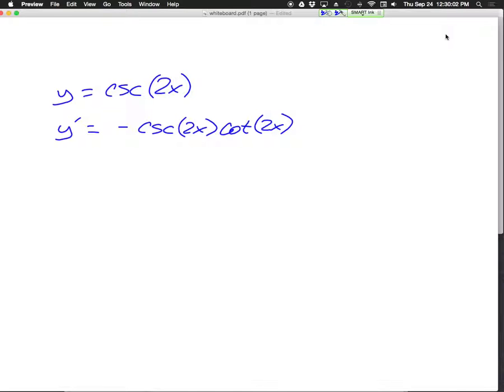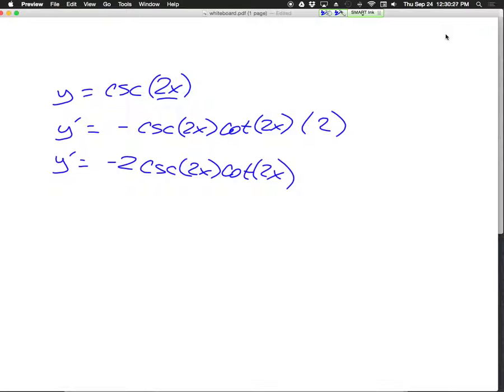Am I done with this problem? Yes. No. What have I not done? Derivative of the inside. I have not taken the derivative of 2x yet. So times 2. So the best answer is negative 2 cosecant 2x cotangent 2x.